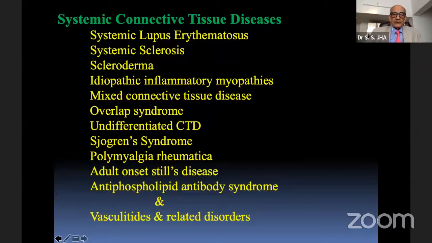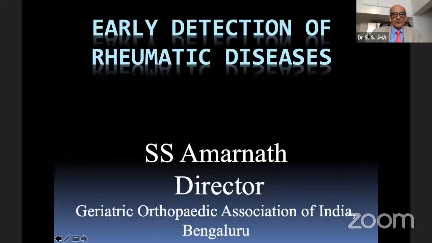I must congratulate you once again for taking out the textbook, which is the only textbook on orthopedic rheumatology available. You have rightly pointed out that rheumatoid arthritis is one of the systemic connective diseases, and these systemic connective diseases do have multiple other diseases. Most of them we are not talking about today, and we should not forget that vasculitis and related disorders also need to be talked about in our subsequent webinars.